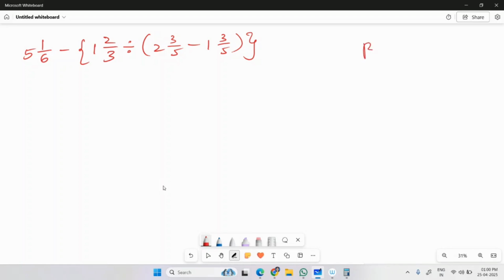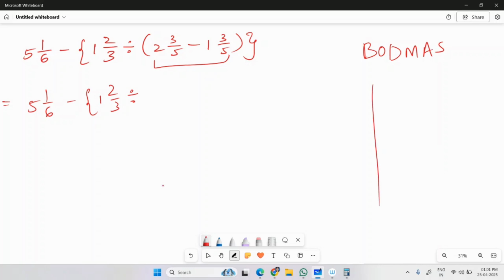So according to the BODMAS, first we use brackets. We simplify the brackets part. So let's simplify this part first of all. 5 1/6 minus 1 2/3 divided by 5 times 2 is 10, 10 plus 3 is 13 by 5 minus 5 times 1 is 5, 5 plus 3 is 8, 8 by 5. Both the denominators are same, so we write down the denominator as it is. 13 minus 8 is 5, so 5 divided by 5 is 1. So we write 1 here.